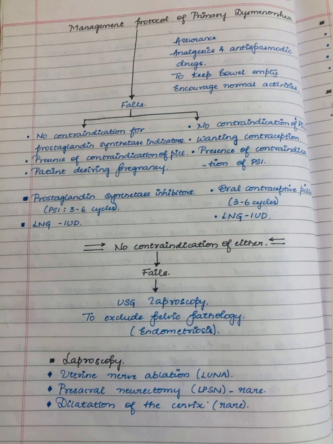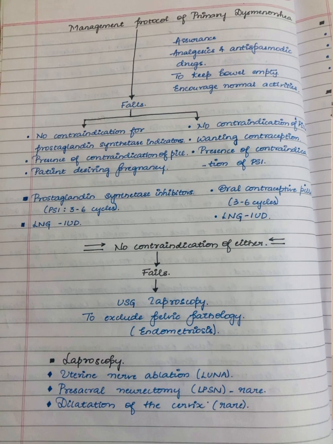Now on the other side, the patient wants contraception, which means she doesn't want to conceive. In that case, there is no contraindication for pills, so you can give pills, and there is a contraindication for PSI, which means you are not supposed to give prostaglandin synthetase inhibitors. Hope it's very clear to you guys. Patient wants pregnancy: prostaglandin synthetase inhibitors. Wants contraception: give her the pill. The oral contraceptive pills, which are a combination of estrogen and progesterone, should be given for 3 to 6 cycles.